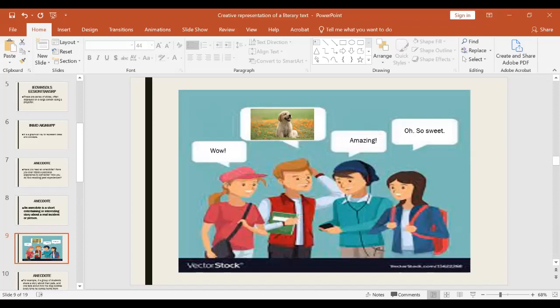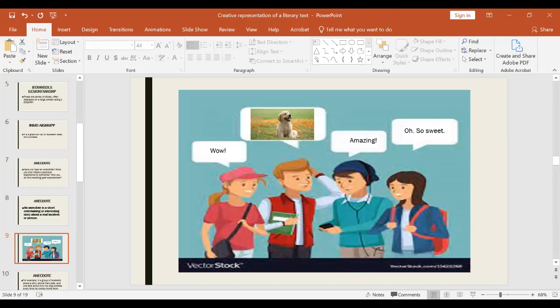So one of the students is telling his classmates how his dog is giving him happiness or how his dog cuddles him whenever he goes home. So kinukwento niya na yung aso ko, alam niyo ba, pag uwi ko, siya yung nakakatanggal ng stress because umiikot siya sa paa ko as if he is telling na magpahinga muna ako because I have a very busy day. So may reaction naman yung mga kaklase niya. Meron nagsabi ng wow, meron din nagsabi ng amazing, meron din nagsabi ng oh so sweet.